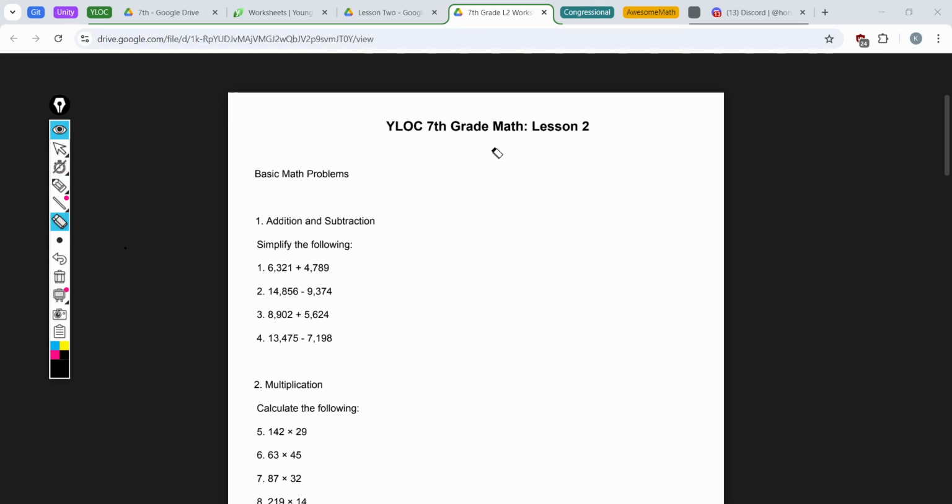And a similar process can be done for subtraction. So we start with 14,856, and we subtract 9,374. Start from the right as usual. 6 minus 4 is 2. 5 minus 7 will give us a negative number.